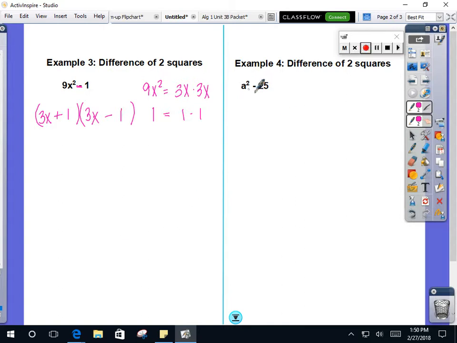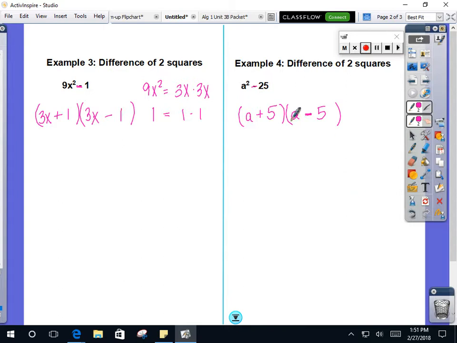Okay, so now let's look at example 4. This is a difference of two squares because isn't a squared a perfect square, because a times a would make it? And 25 is a perfect square because 5 times 5 would make 25. So you factor it into two binomials. A times a is a squared. 5 times 5 is 25. But to get it to be a negative 25, one has to be positive, one has to be negative.